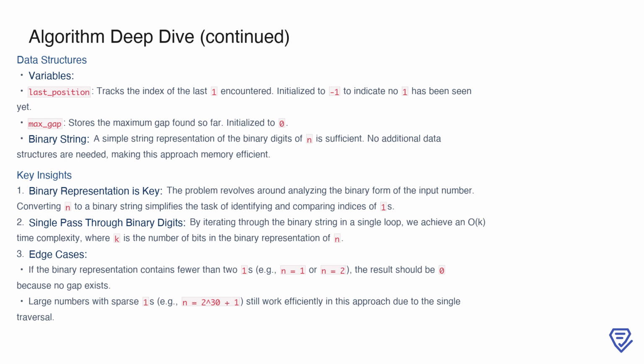Now, some key insights make this approach particularly effective. First, converting the number to its binary form simplifies the task of identifying and comparing the indices of ones. Second, by iterating through the binary string in just one pass, the algorithm achieves a time complexity of O(k), where k is the length of the binary representation. Lastly, it's critical to handle edge cases, such as when there are fewer than 2 ones in the binary string. For example, if n equals 1 or 2, there's no gap to compute, so the result should be 0. Even for very large numbers with sparse ones, this approach remains efficient due to its single traversal.